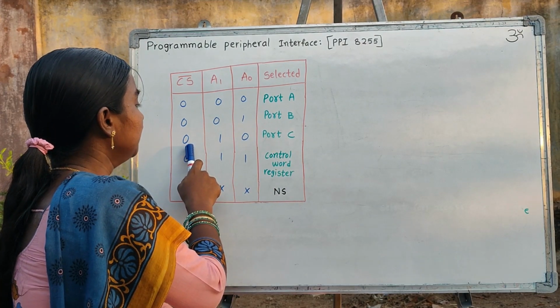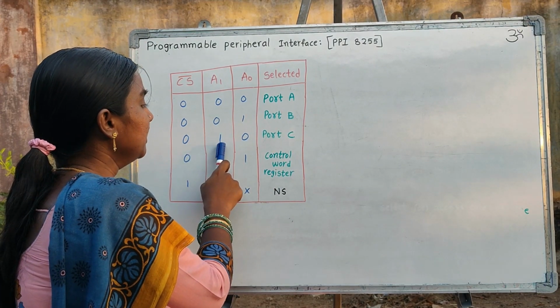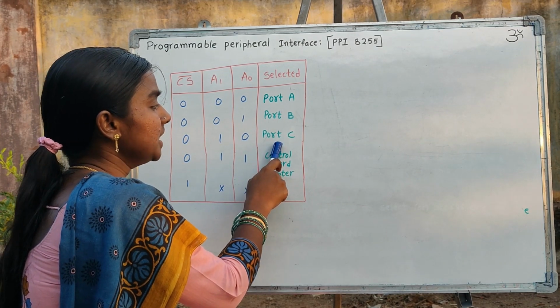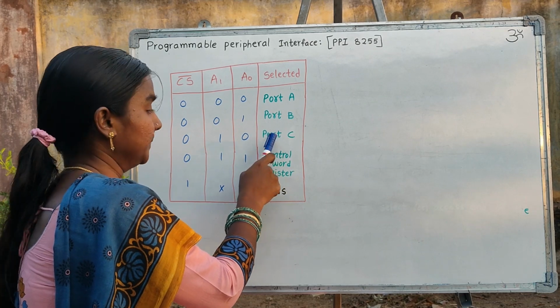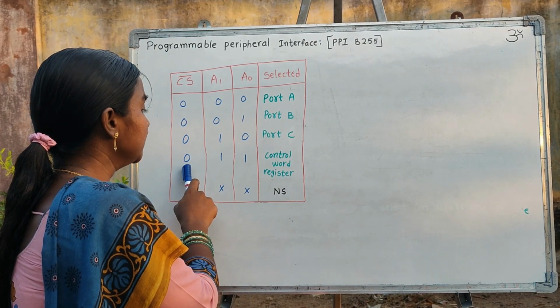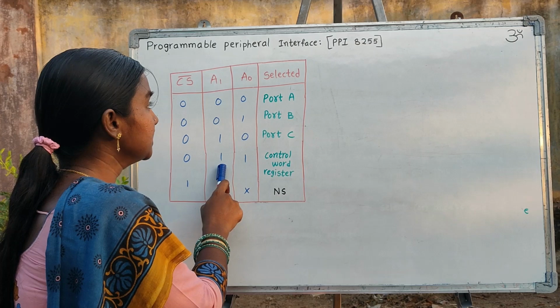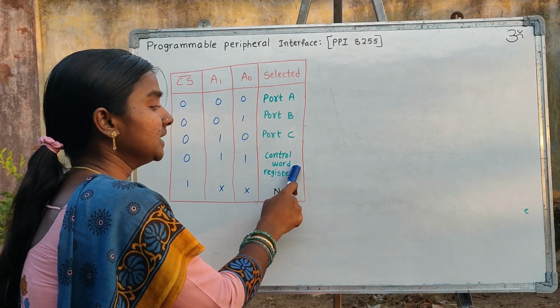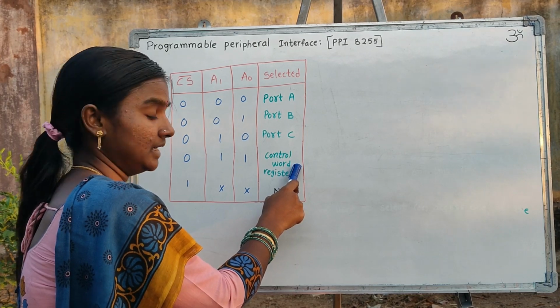When the chip select pin value is 0, A1 pin value is 1, A0 pin value is 0, port C is going to be selected. Chip select pin value is 0, A1 pin value is 1, A0 pin value is 1. It is going to select the control word register.